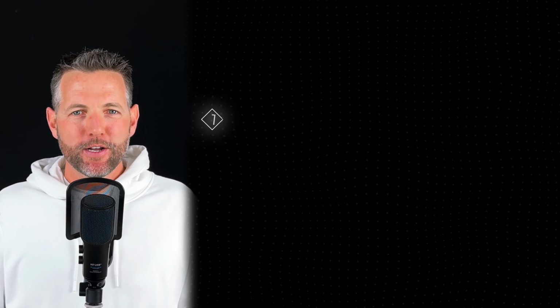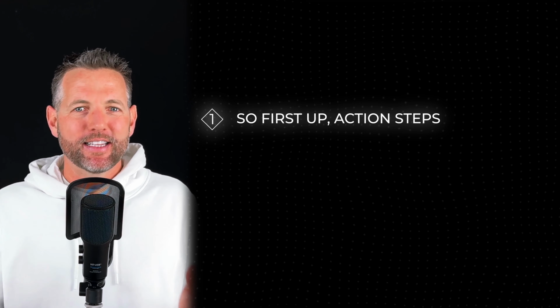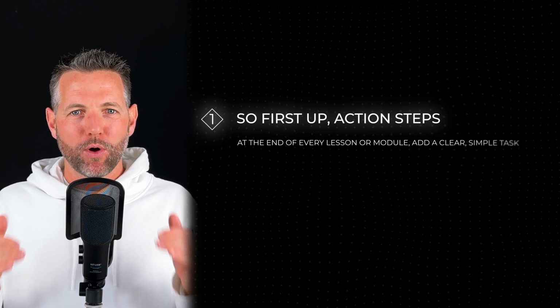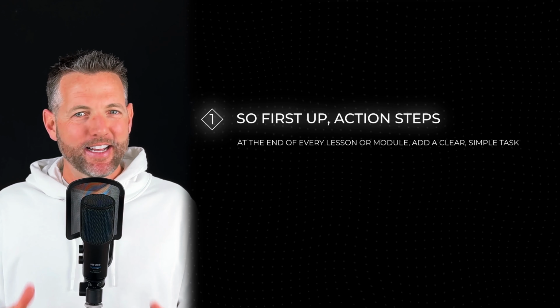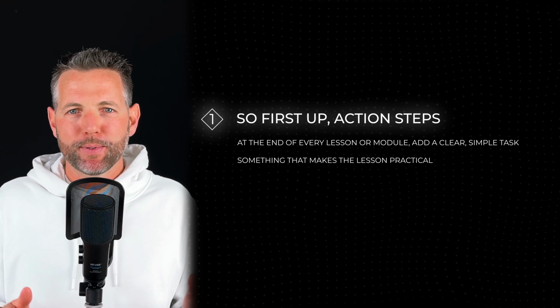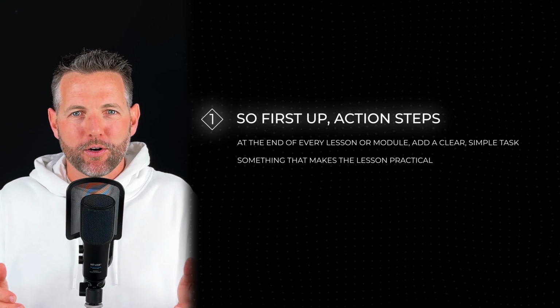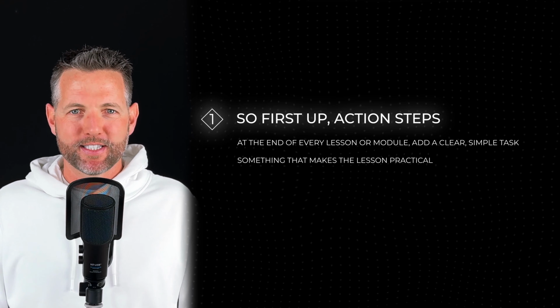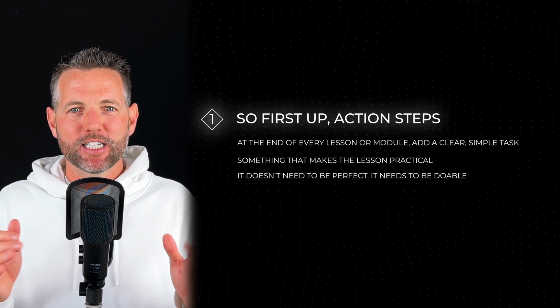So once your outline is done, you're not finished, you enhance it. Here are 3 simple tools you can layer in right inside your outline to boost completion and to get your students better results. So first up, action steps. Like I said earlier, at the end of every lesson or module, add a clear, simple task. Nothing fancy, just something that makes the lesson practical. For example, pick one of the plants I recommend and go buy it today. Or create your watering schedule and post it where you can see it. It doesn't need to be perfect, it just needs to be doable for them.